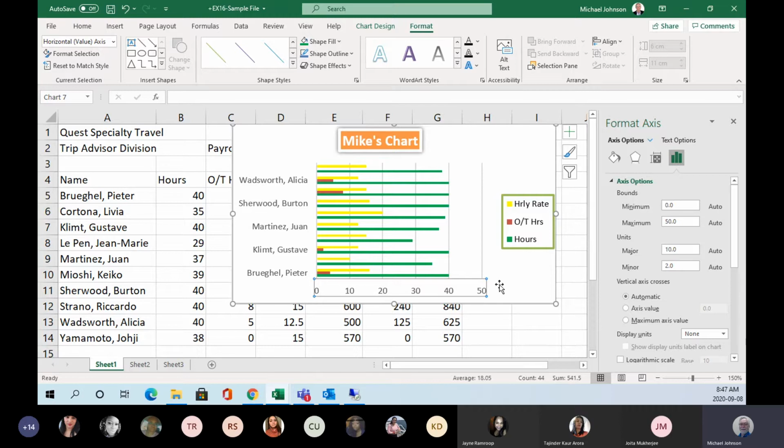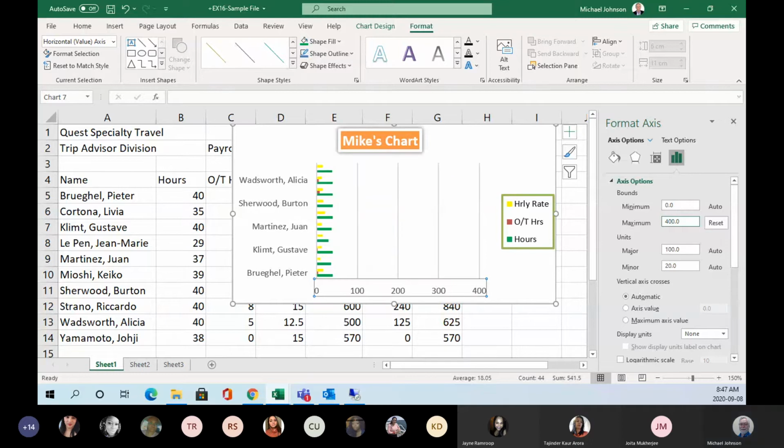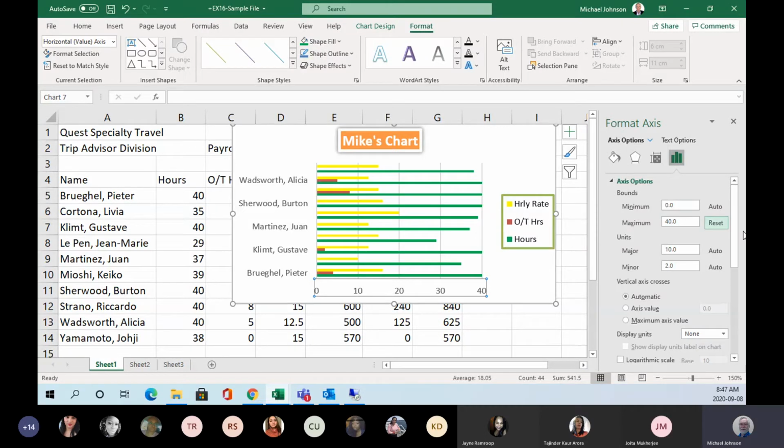And of course, we can determine, well, this goes up to 50. What if I really only wanted it to go up to, let's say, 40? So I'll click on 40 instead. Oops, wrong one. I said 400. I want 40. There you go. So it only goes up to 40 now. So you can modify this in so many different ways. And there are several ways of doing it.